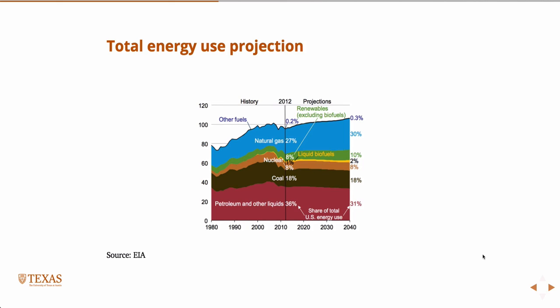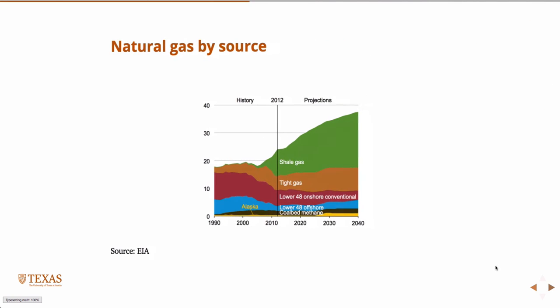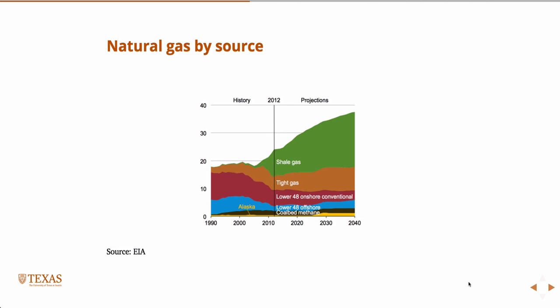The point here is, looking out to the future, oil and gas is here to stay in terms of our needs. Most of what we talk about is oil, but if you look at where the gas is going to come from, you can see shale gas is growing, versus the historical conventional places that we got gas from.